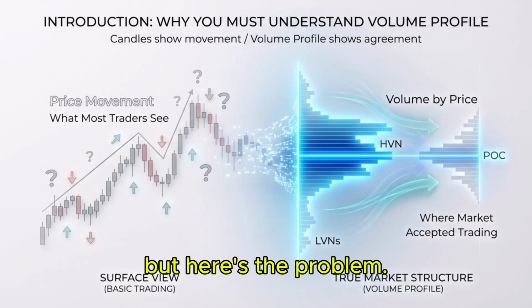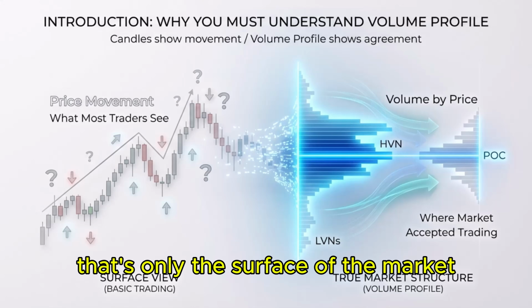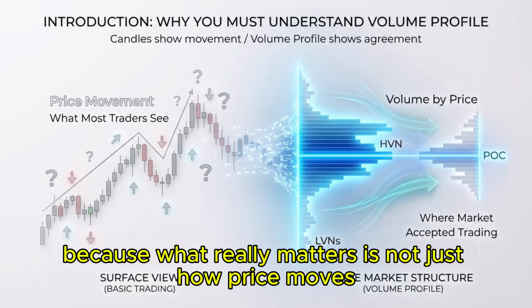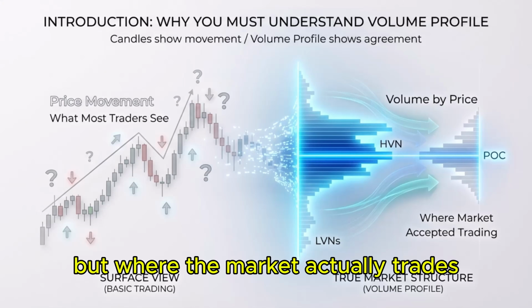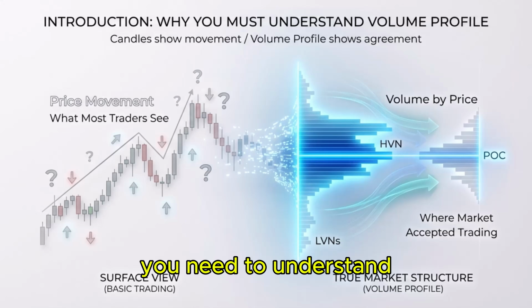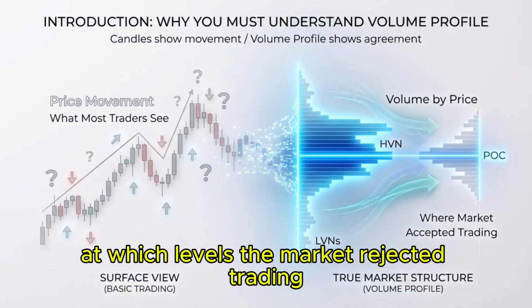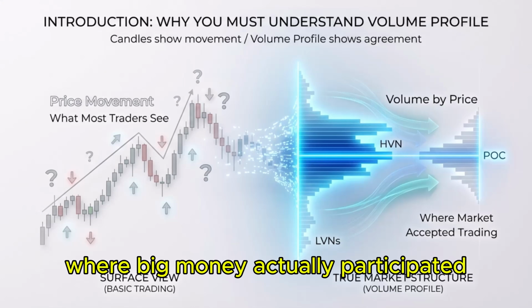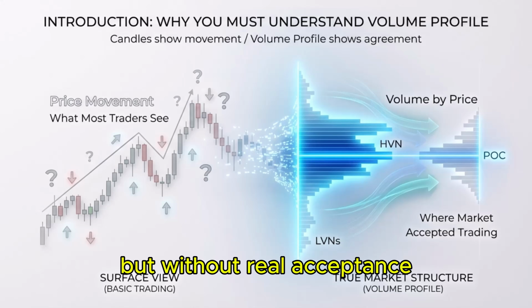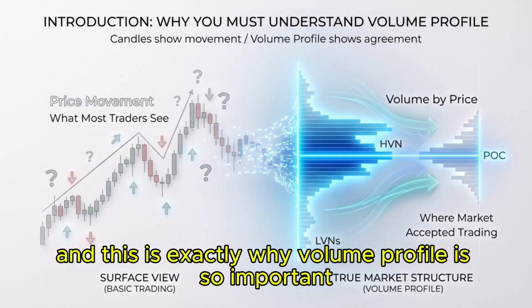But here's the problem. That's only the surface of the market. Because what really matters is not just how price moves, but where the market actually trades. You need to understand at which price levels the market traded the most, at which levels the market rejected trading, where big money actually participated, and where price moved quickly, but without real acceptance. And this is exactly why volume profile is so important.